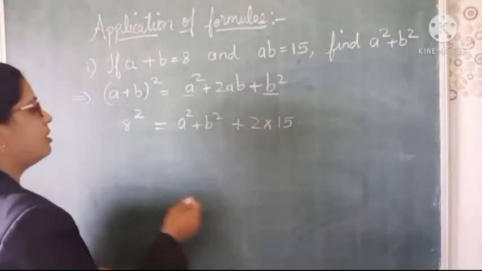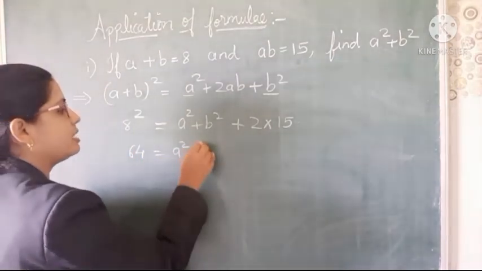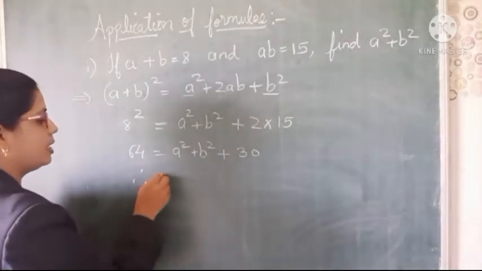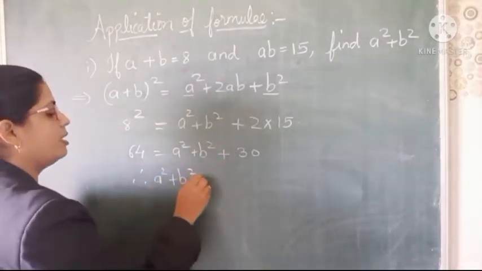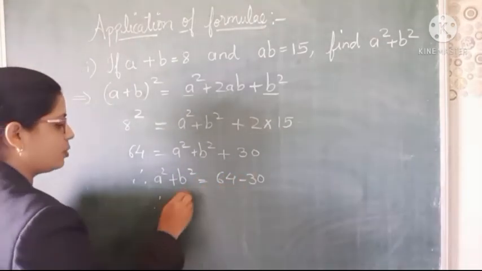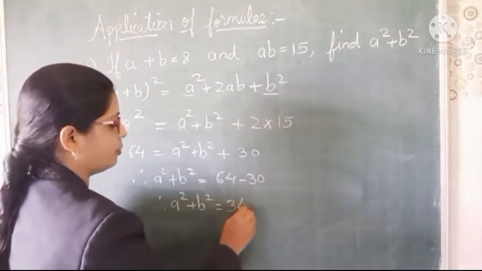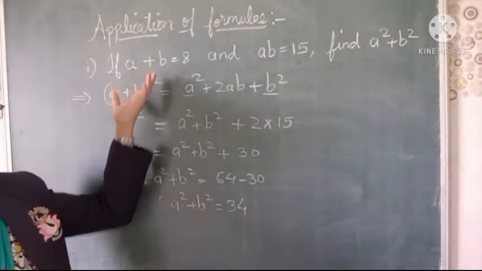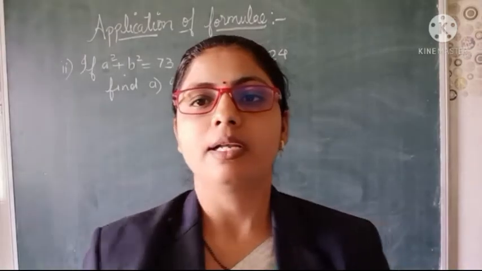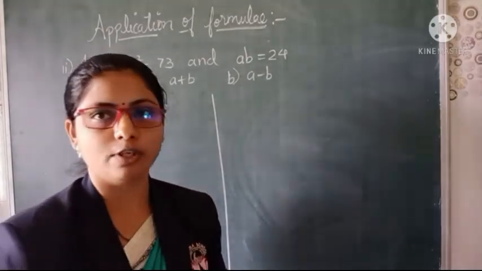Now solve it. So 8 square is 64 equals a square plus b square plus 15 2s are 30. Therefore, a square plus b square equals 64 minus 30. Therefore, a square plus b square equals 34. So you have to put the values whichever are given and just try to solve the example. Now, some more examples related to that topic we will see, that is application of formula.